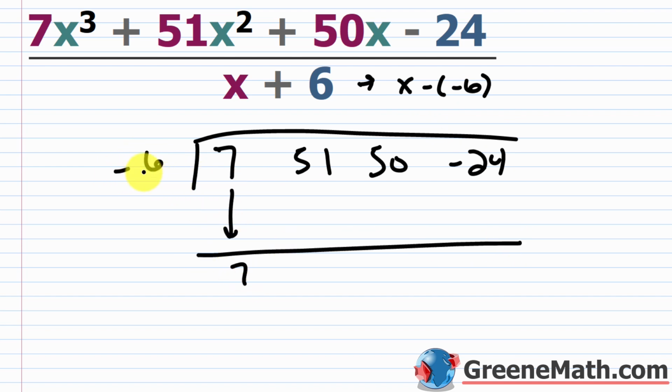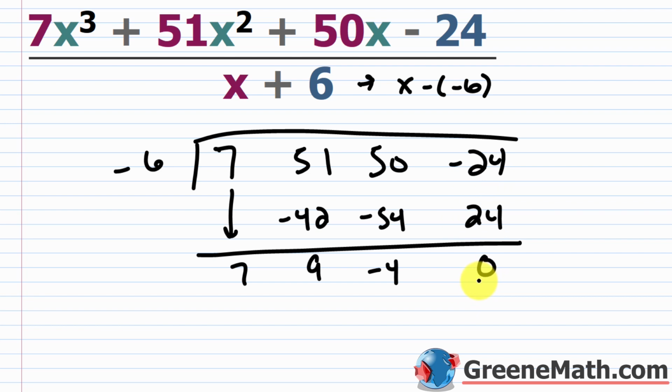I'm going to drop this down. Negative 6 times 7 is negative 42. 51 minus 42 is going to be 9. Negative 6 times 9 is going to be negative 54. 50 plus negative 54 would be negative 4. Negative 6 times negative 4 is 24. And then negative 24 plus 24 is 0.